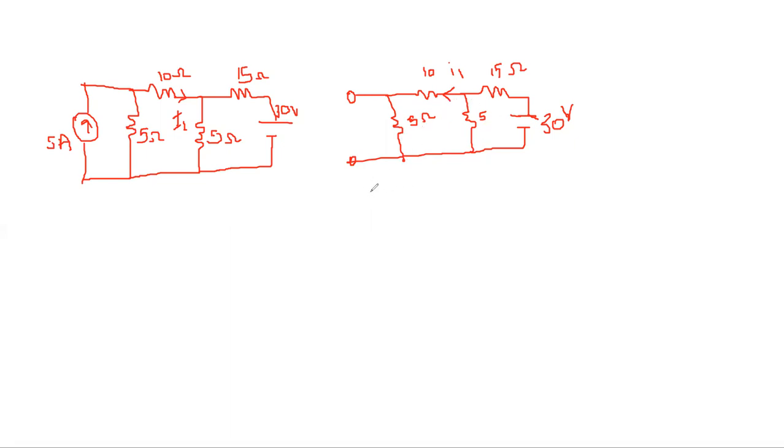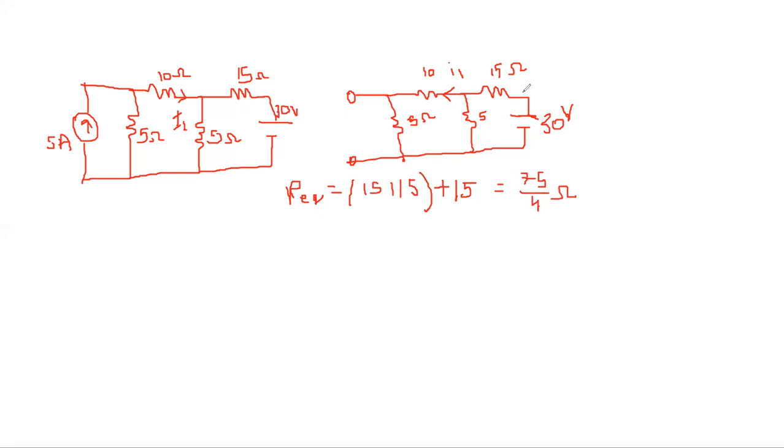So what is the equivalent resistance of the circuit? This 5 and 10 are in series, right? And after they are in series, the combination is in parallel with this 5. This whole combination is again in series with this 15 ohm resistance. So this is R equivalent, and the value of this R equivalent, if you calculate, is coming as 75 by 4 ohms.